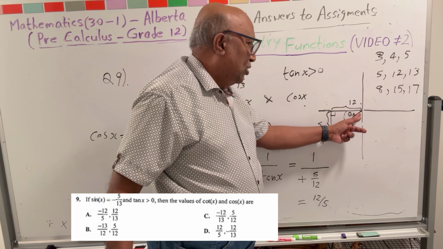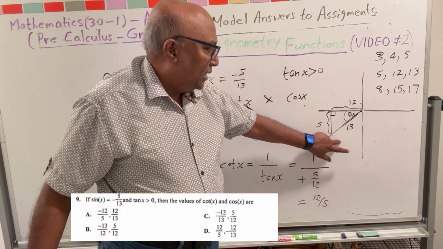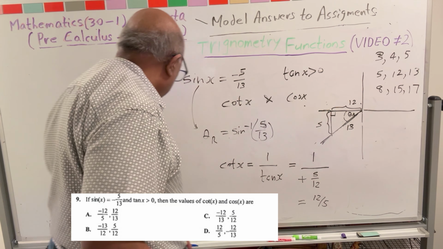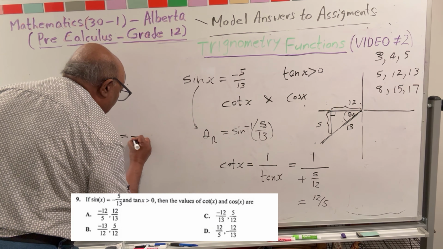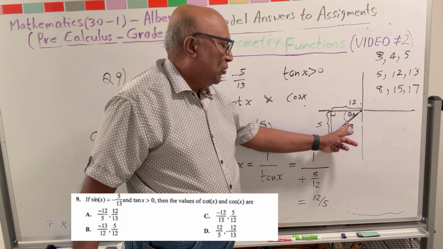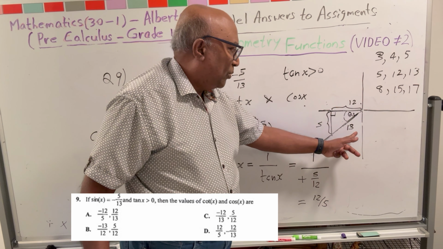First figure out the sign of cosine. That is in the third quadrant. In the third quadrant, on the CAST rule, cosine value is negative. Then you put a negative value. Then read the cosine value from this triangle. Cosine value is adjacent over hypotenuse, 12 upon 13.